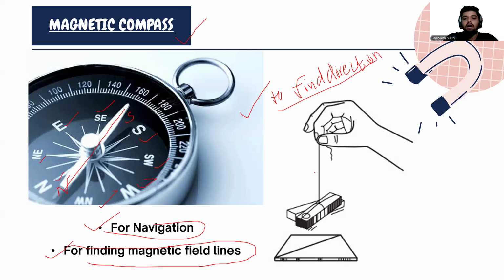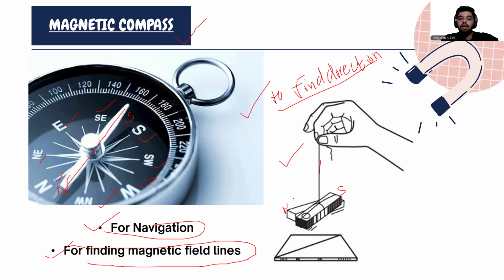Okay, then you can do an experiment in your home yourself. Take a bar magnet. This is a bar magnet. This is the North Pole, and this is the South Pole. Let us assume it is tied by a thin thread, and hang it.